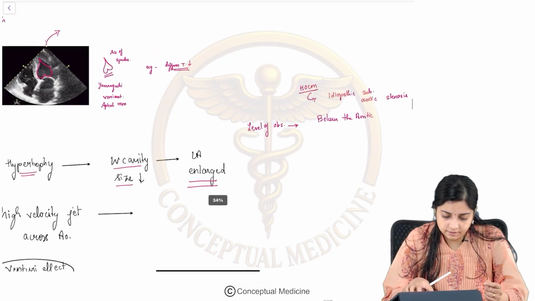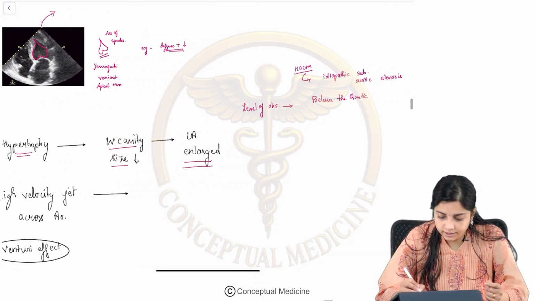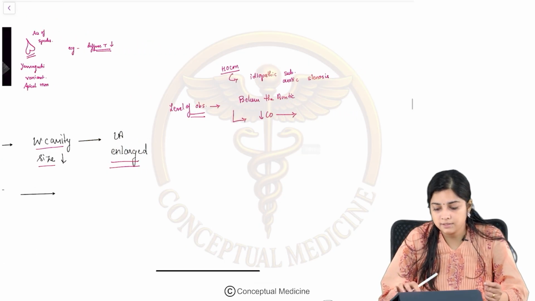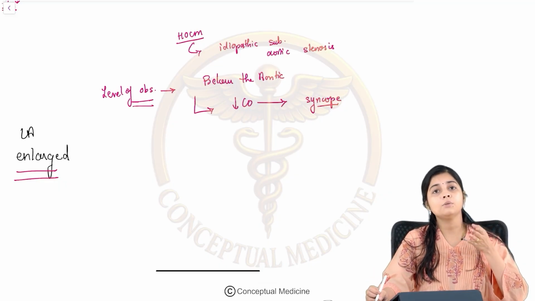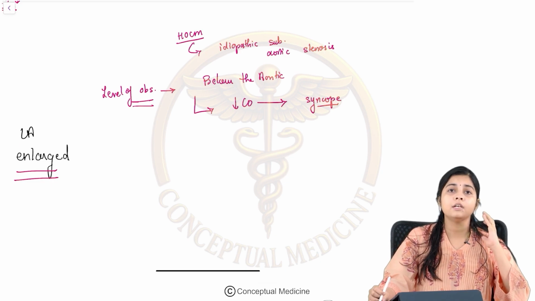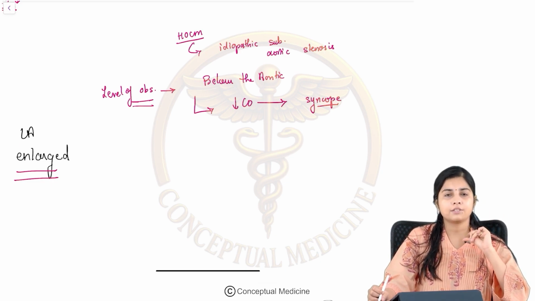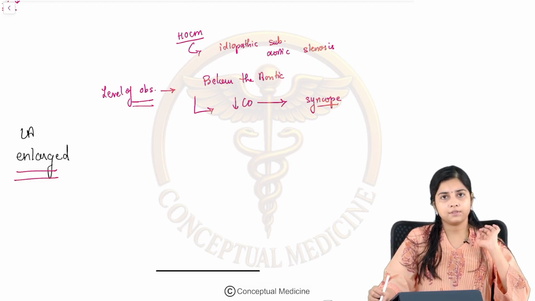So what happens when the cardiac output decreases? The cardiac output decreases because of the obstruction. So this causes a decrease in the cardiac output, and very frequently this can cause a syncope. So very often the clinical case scenario which is used to describe the hypertrophic obstructive cardiomyopathy patient is history of exertional syncope and family history of sudden cardiac death. You should think of HOCM.